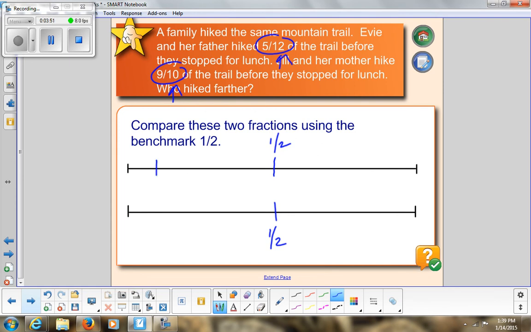So let's see if we can do this. 1, 2, 3, 4. No. 1, 2, 3, 4, 5, 6. That's roughly right. 1, 2, 3, 4, 5, 6. So that's 1/2 or 6/12, which would be the same. This is 0 and this is 1. So this would be 1/12, 2/12, 3/12, 4/12, 5/12, 6/12, and so on down the line.